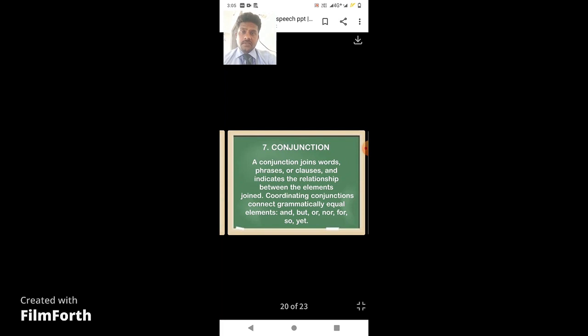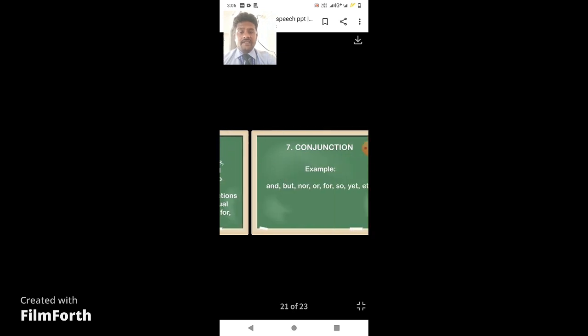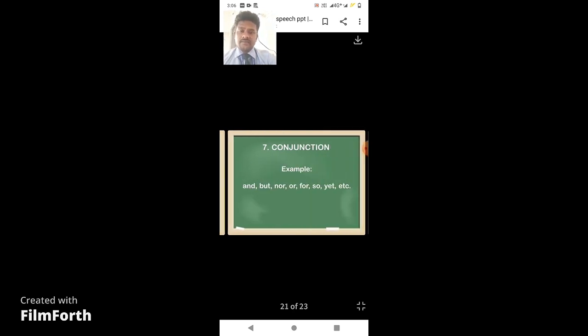The seventh one is conjunction. A conjunction is called a joining word, joining words, phrases, or sentences. For example: and, but, or, neither, nor, either, or, right?